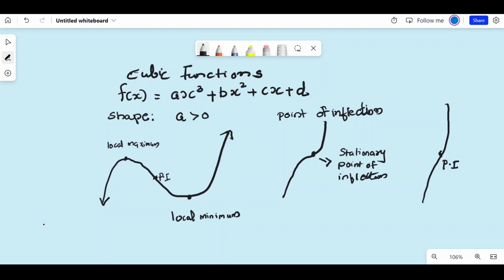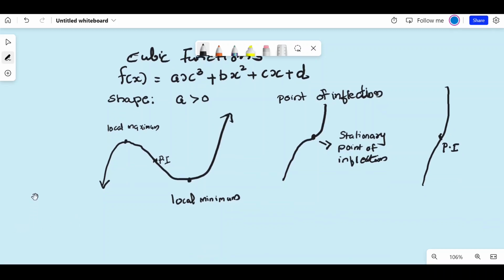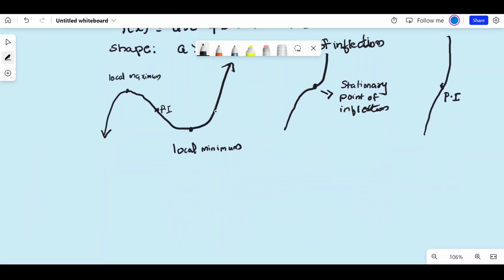Now the same applies if the graph is negative. That means if the value of a is negative, if a is less than 0, then the graph goes down first. This will be the shape of the graph.